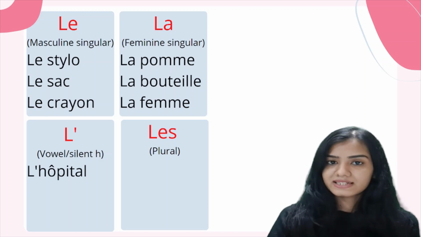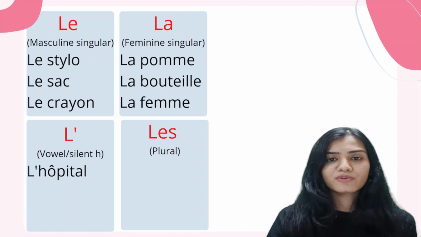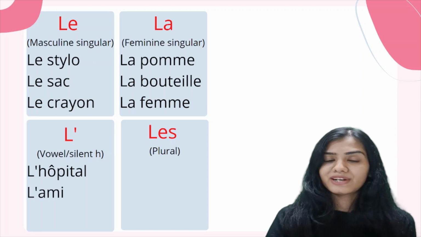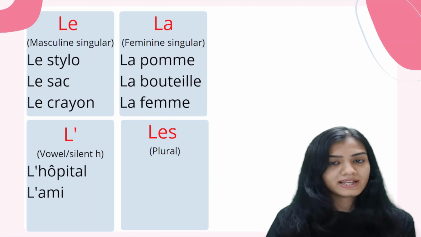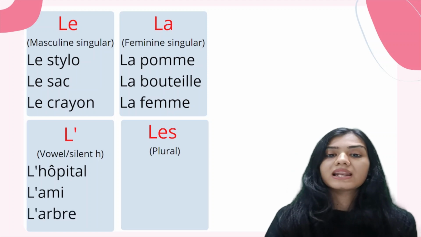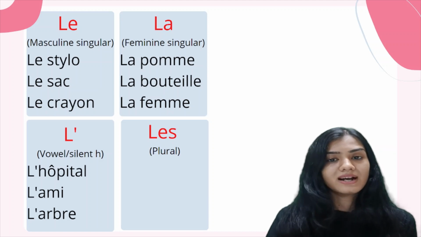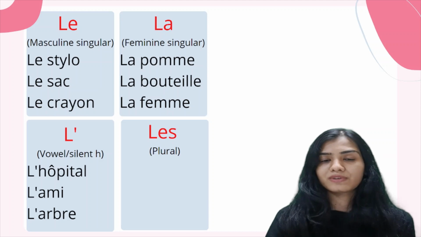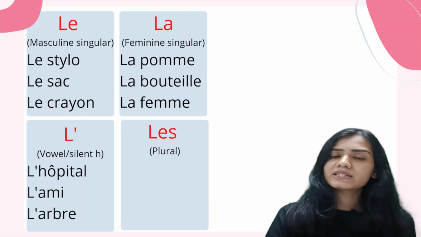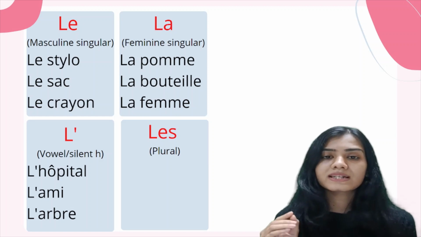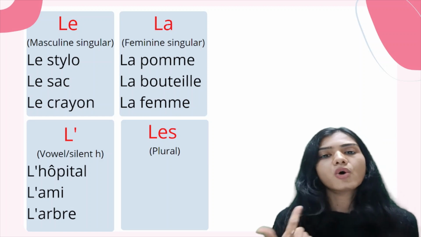L'hôpital, starting with H, so it's going to be followed by l'. L'ami, the friend, again starting with a vowel, so it's going to be l'. L'arbre, the tree, again starting with A, that is a vowel, so it's l'. So irrespective of the gender, we are going to use l' for all the nouns that are starting with a vowel or a silent H.